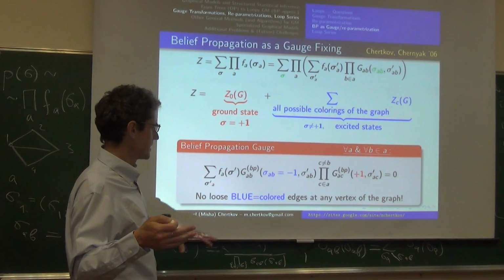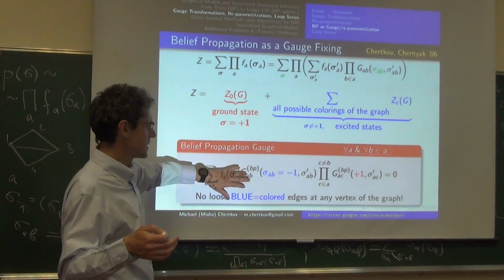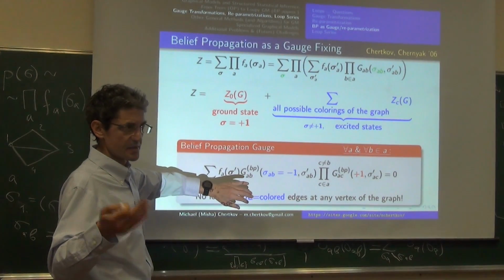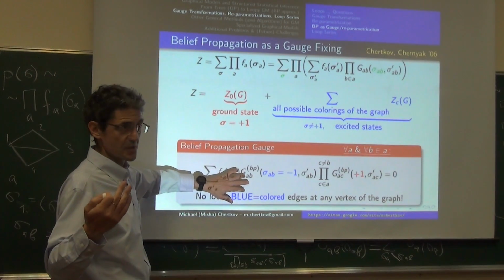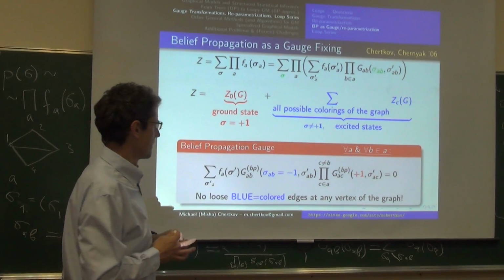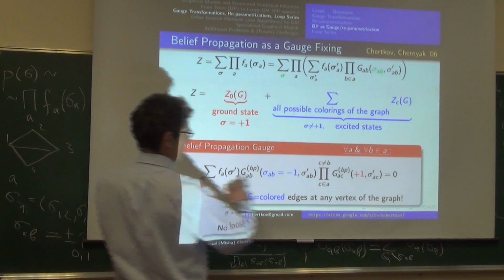Maybe jumping a little bit ahead, this way of fixing those gauges will make those gauges completely equivalent to BP, to belief propagation. But let me tell you what I'm doing here. So it's what is written here.